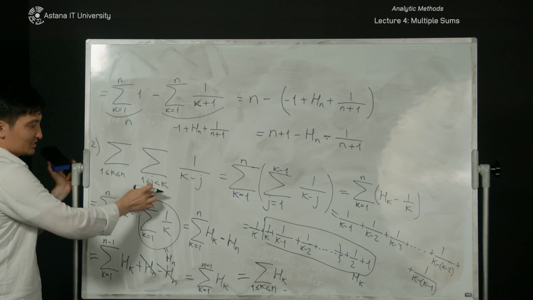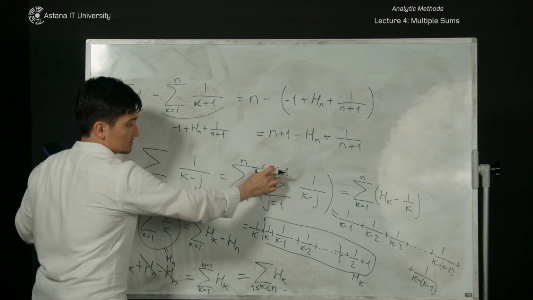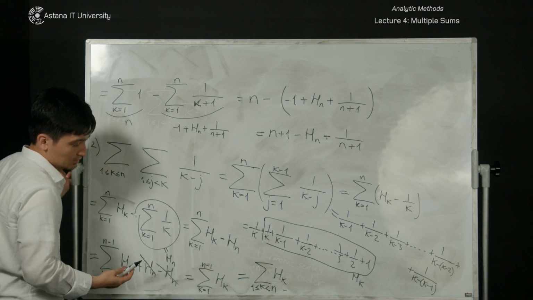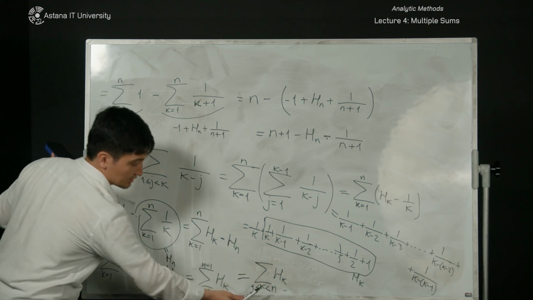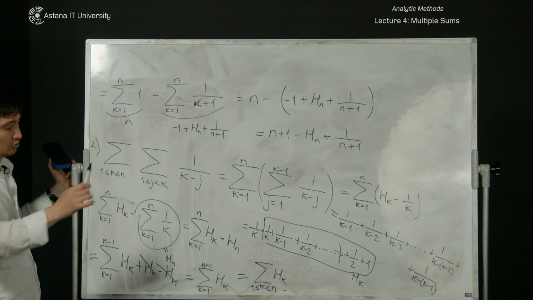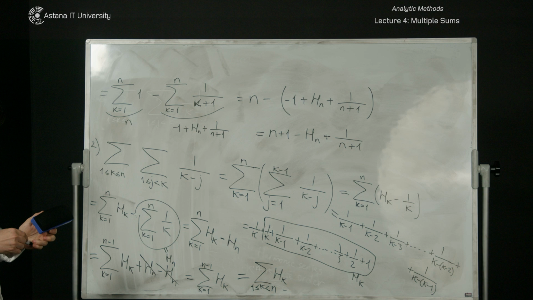Remember, if j is strictly less than k, then it means basically that the last index is k minus 1, right? So over here the last index is n minus 1, but I can write it in terms of inequality, k is strictly less than n. That means that n is not included, but the included index before n is n minus 1. So that's it. This is the end.